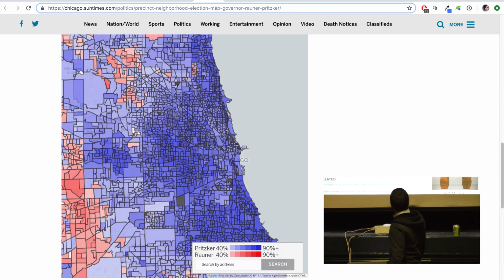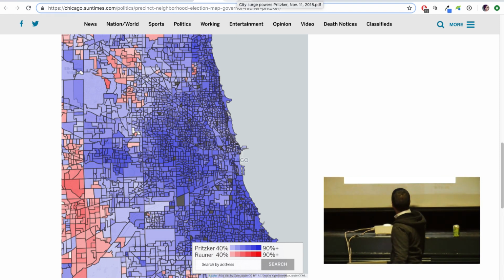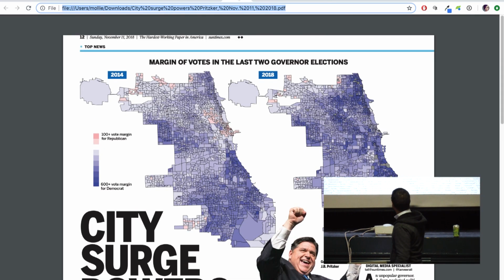And then, let's see, the last thing, what is this one? Actually, this is the same thing. We also have a newspaper. Which one is that one?